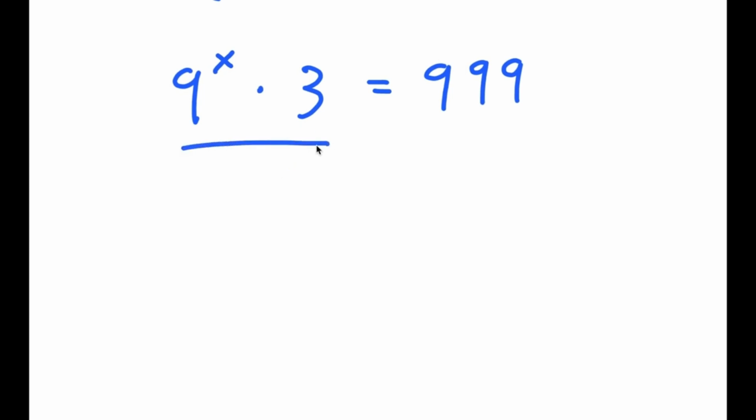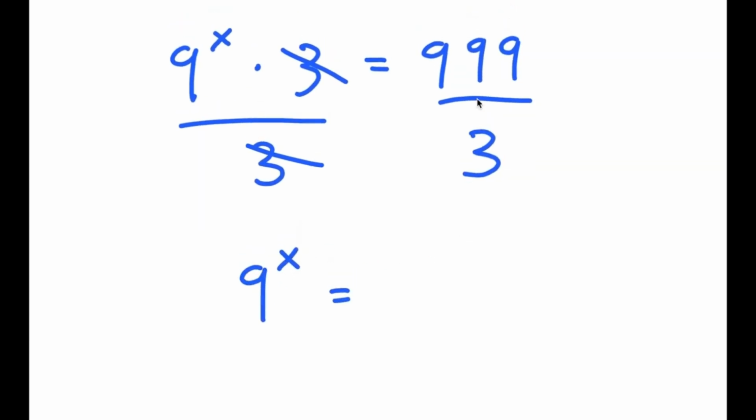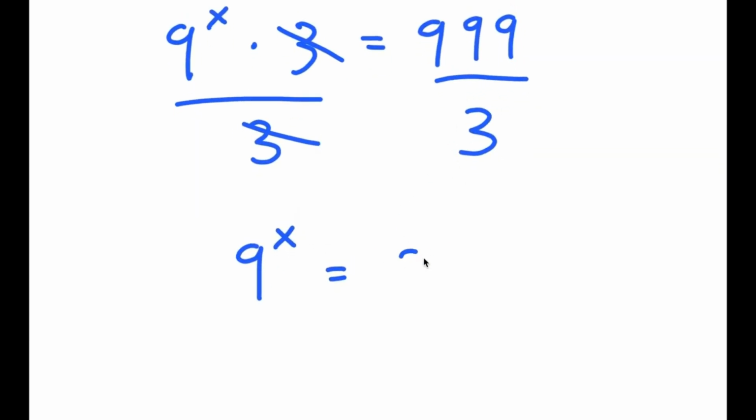From here, I'm going to divide both sides by 3. So these two cancel out, and I get 9 to the power of x is equal to 999 divided by 3, which is 333.